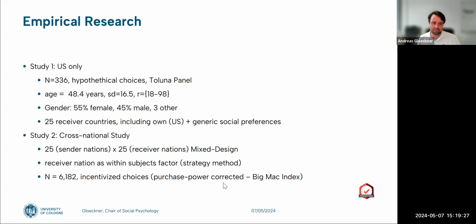And we told them that the incentives were purchasing power corrected using the Big Mac index. With more than 6,000 people, we had a huge sample and quite a long study, 50 minutes per person took part in the study.